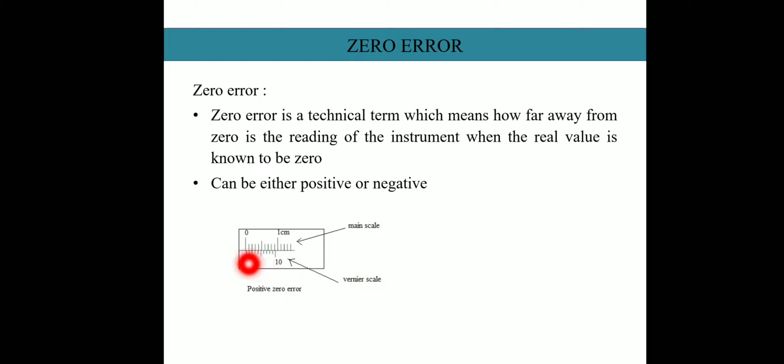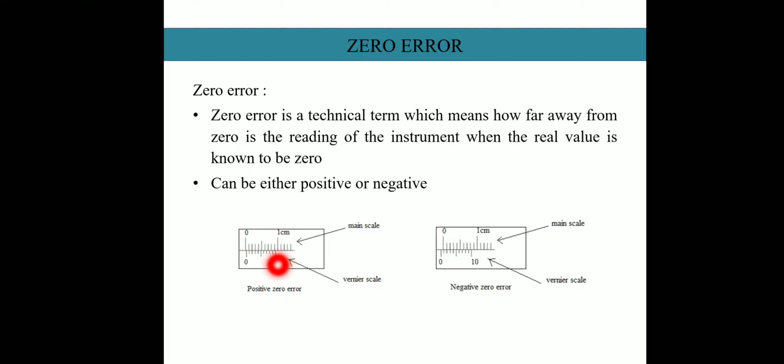Okay, and this can be rectified. Then again, if the zero line on the lower scale is behind the zero line on the main scale, then we say the zero error is negative, because this value is counted as minus, and here the error is counted as plus, because here the lower zero line is ahead of the zero line on the main scale, and there the lower zero line is behind the zero line of the main scale.